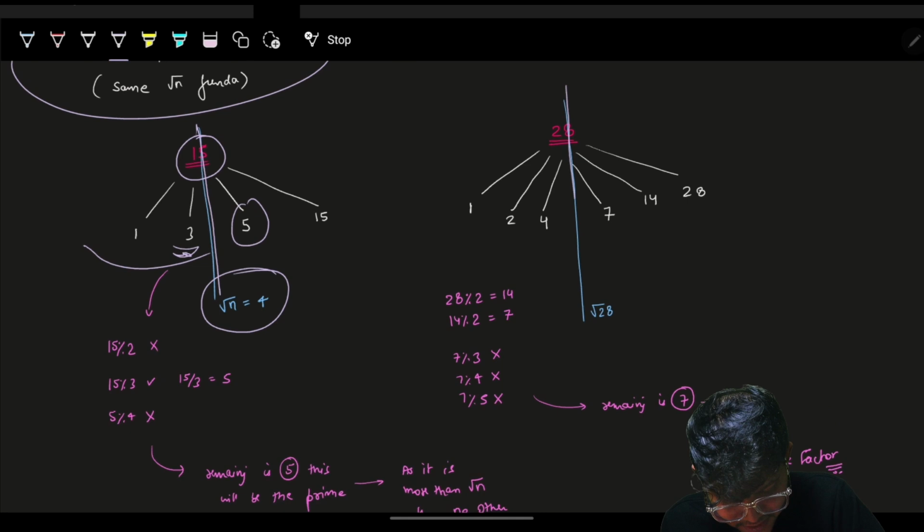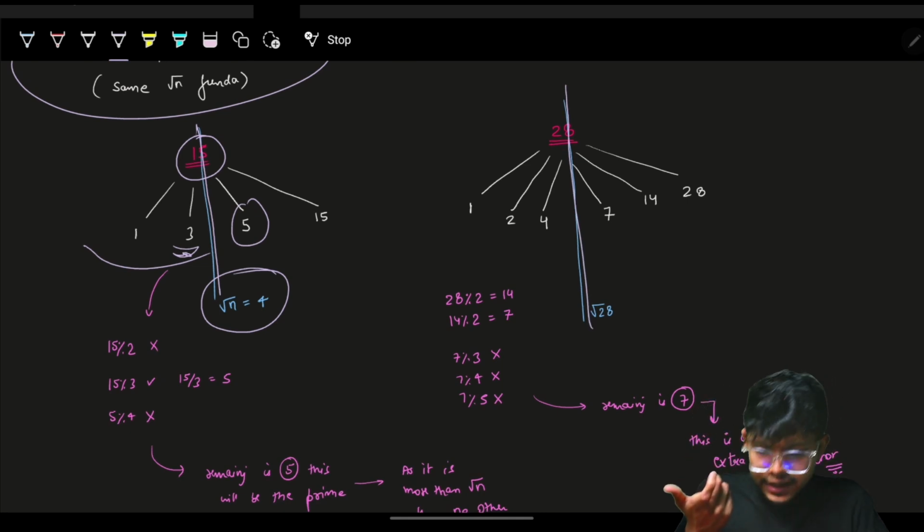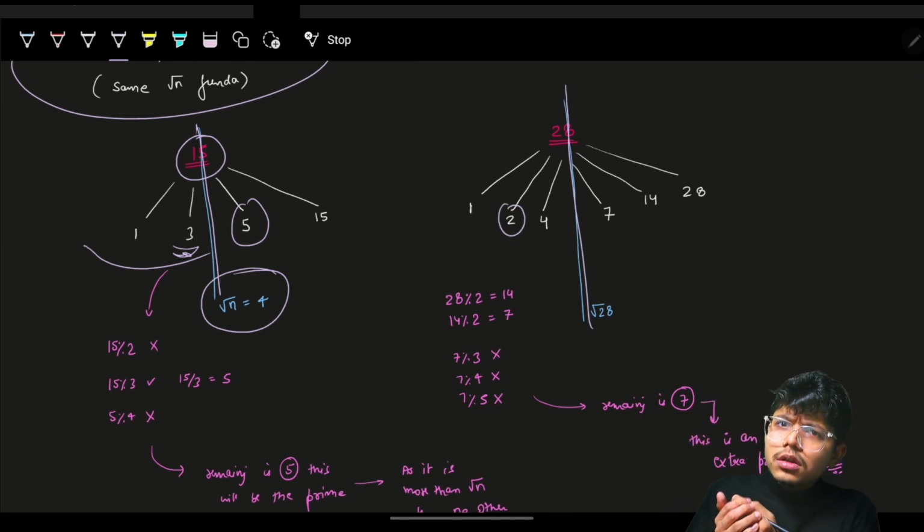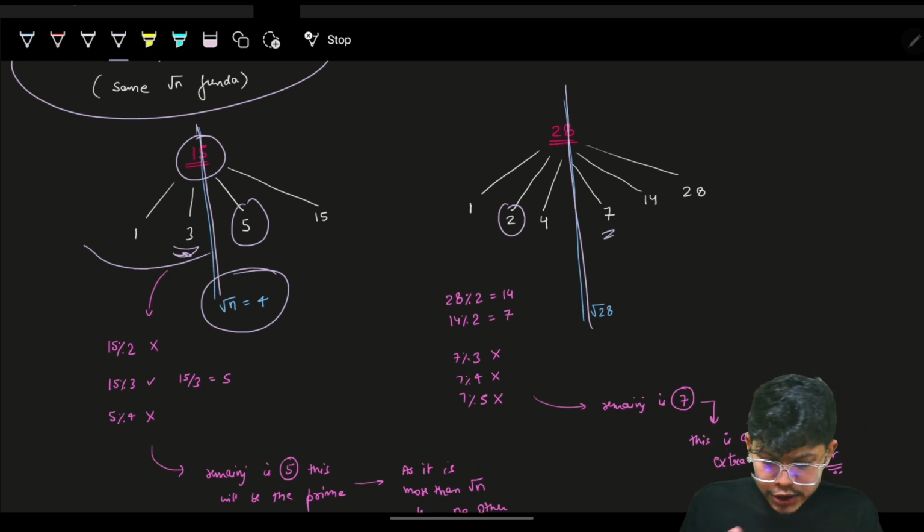Same way for this, let's say less than or equal to root 28. You have only one prime factor which is less than root 28. The other is 7, which is outside this range. How will you find that? So you got one thing.